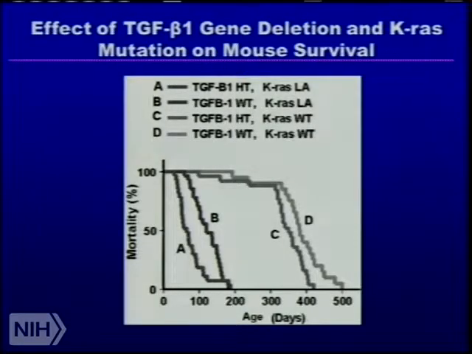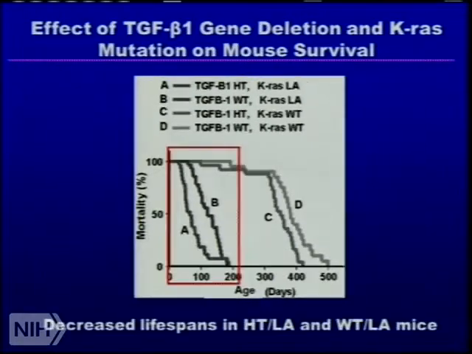We looked at the effect of TGF-beta1 gene deletion and KRAS mutation on mouse survival with these 4 mice we generated. And we were able to show that there was definite significant decrease in the lifespans in the heterozygous latent activatable mouse and the wild-type latent activatable mice compared to those mice that didn't contain the KRAS mutation.